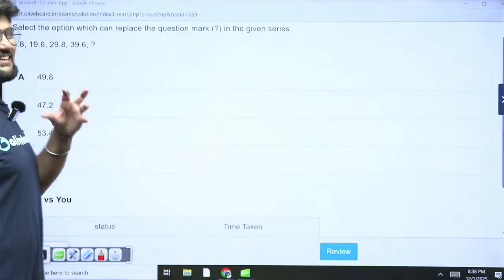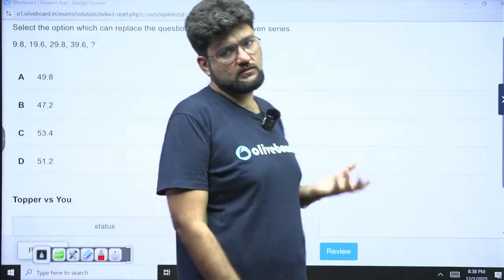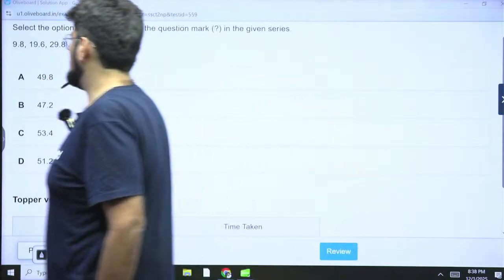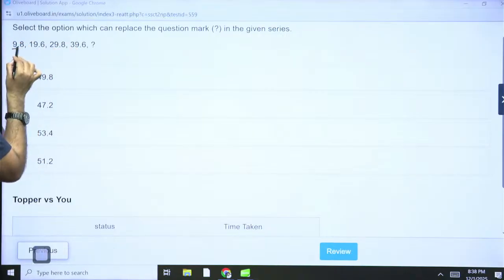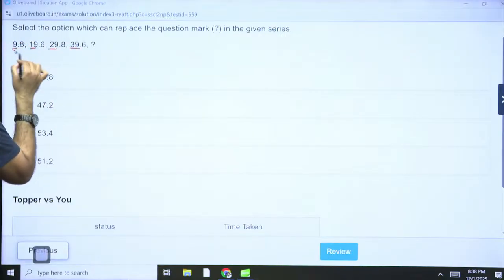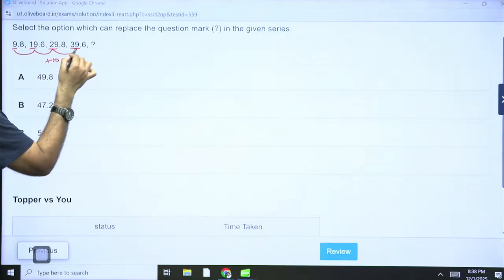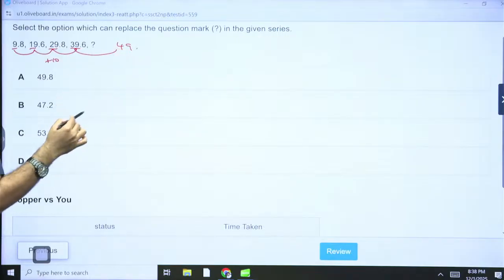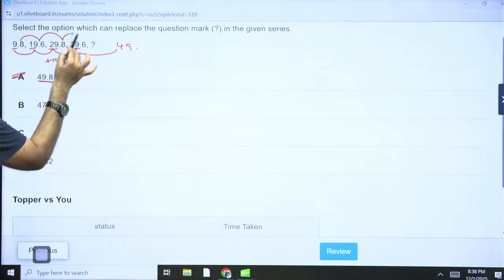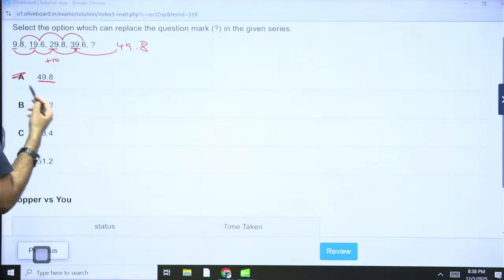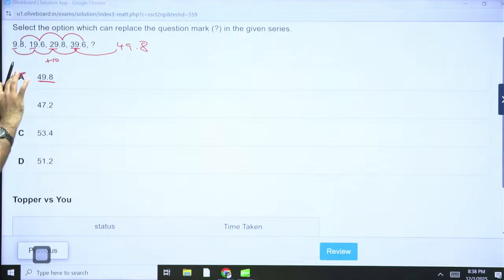But I have always seen that number series often works like this. If you look at the numbers before the decimals, it is 9, 19, 29, 39. So they're all increasing by 10. So the next one has to be 49. That makes option A correct, but still, this is 8, 6, 8, 6. So this has to be 8 now, alternating. And this is 49.8. It's valid in a valid way.